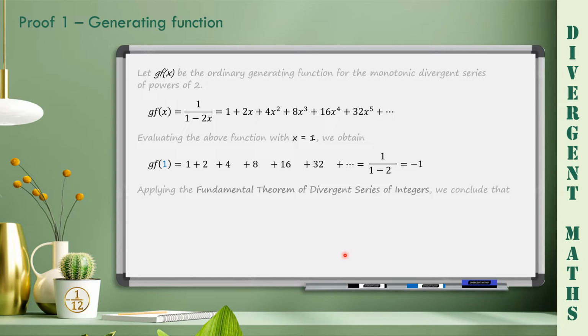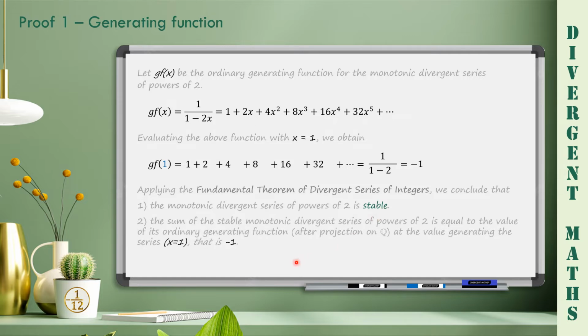So if we apply the fundamental theorem of divergent series of integers, we conclude that the monotonic divergent series of powers of 2 is stable, because the value of the generating function at the value of x generating the monotonic divergent series is equal to a finite value. Therefore it's stable, and the sum of the stable monotonic divergent series of powers of 2 is equal to the value of this ordinary generating function, since we are dealing with a rational function here, at the value generating the series. In other words, x equal 1 gives us -1.